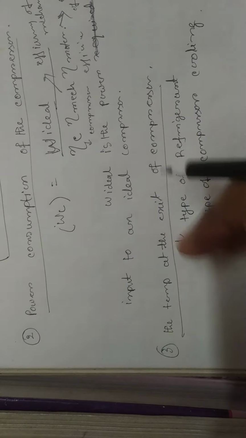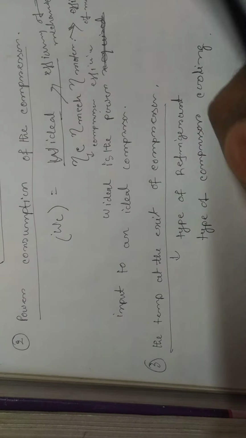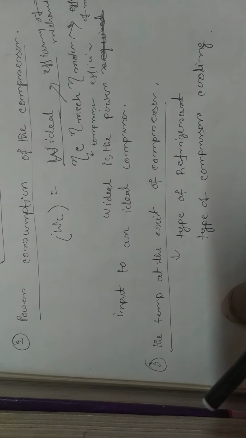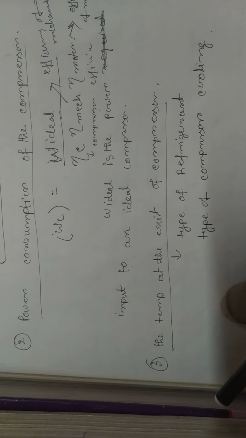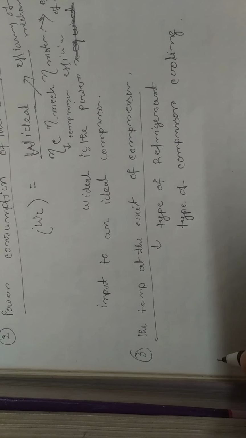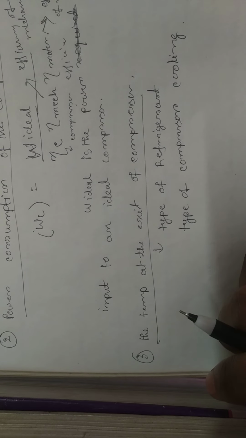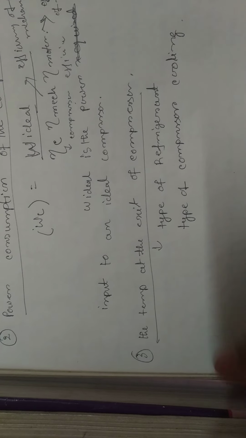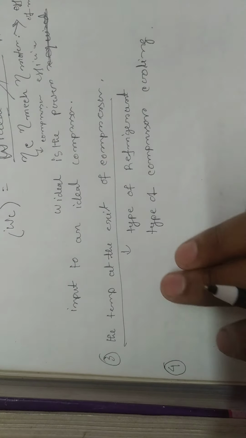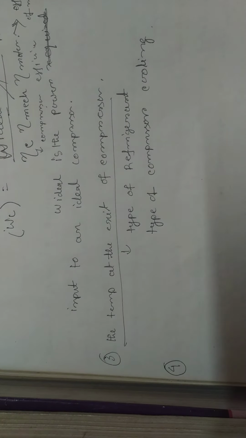Actually we are doing compressor cooling depending on the cooling medium. We divide it into two types, water cooling and air cooling compressors. But what type of compressor cooling, what are the effective methods for cooling purposes that we are employing there. Now the fourth point is the performance of the compressor at part load conditions.